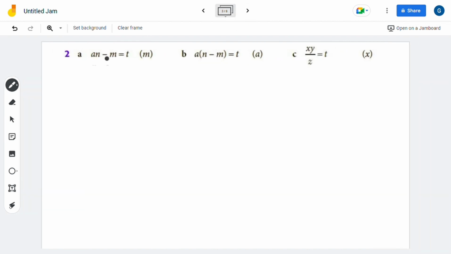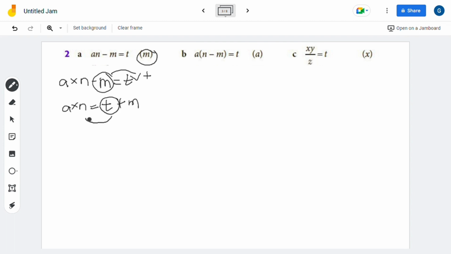Moving on to question 2a, an minus m equals t, and we need to make m the subject of the formula. Okay, we can start by shifting m to the other side. So here it's a negative. When we shift it to the other side, it will become positive. So a times n equals to t plus m. Now we can shift t to the other side. Here t is positive, so when shifted to the other side, it will become negative. So a times n minus t equals to m. M equals to an minus t.